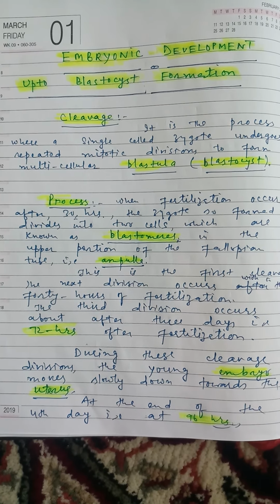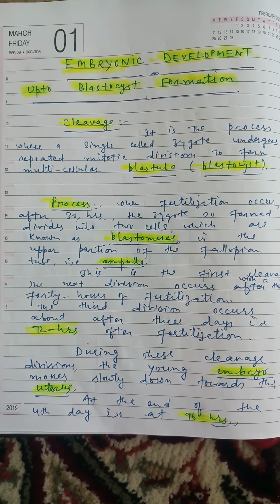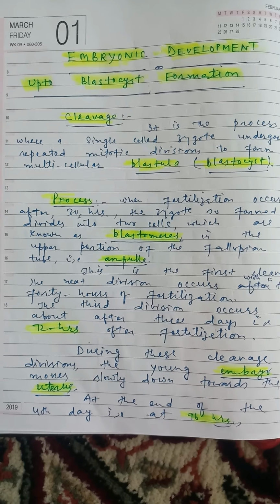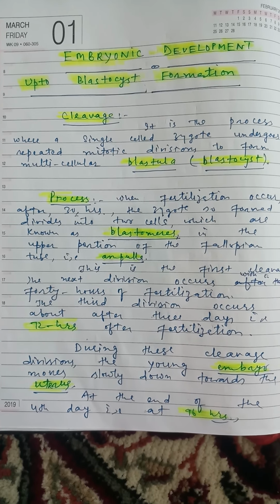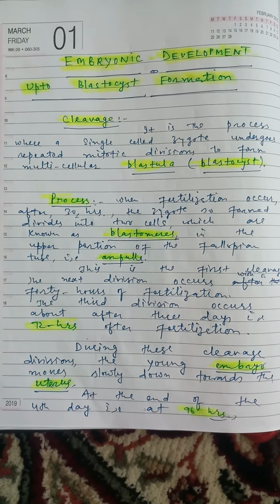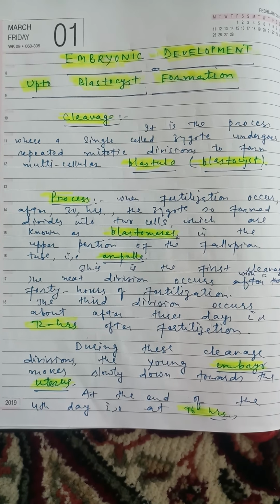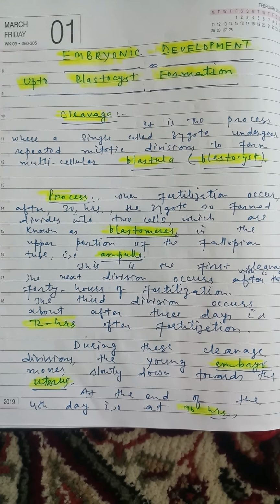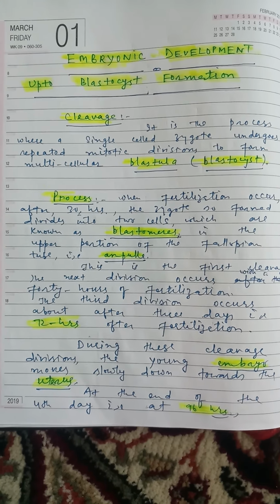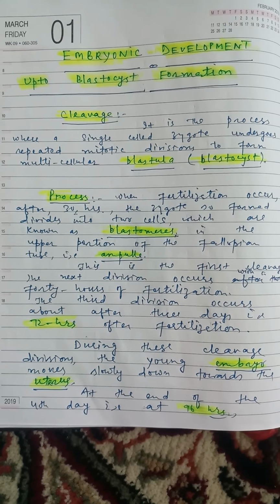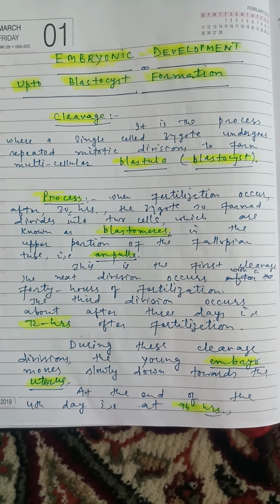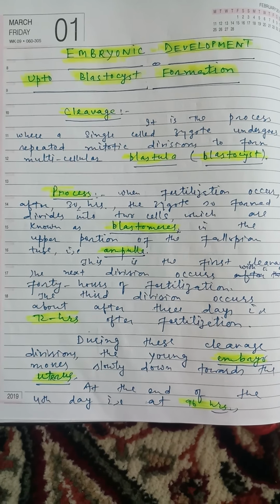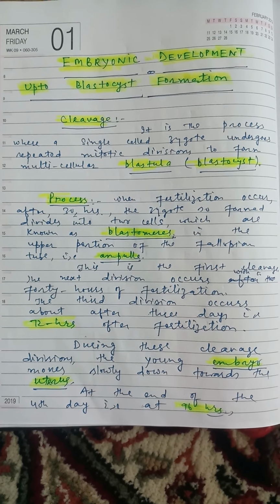So the zygote undergoes successive mitotic divisions in order to form firstly the embryo, and then the fetus, and then lastly the complete full-term fetus. So this all is embryonic development, but today we have to read embryonic development up to blastocyst formation. Embryonic development proceeds by a phenomenon which is known as cleavage. So first of all, we should know what cleavage is.